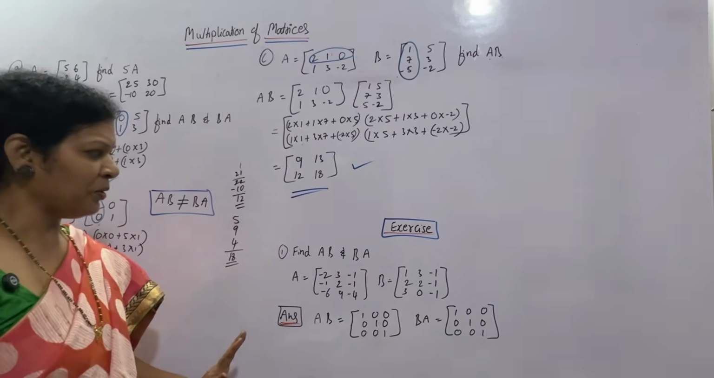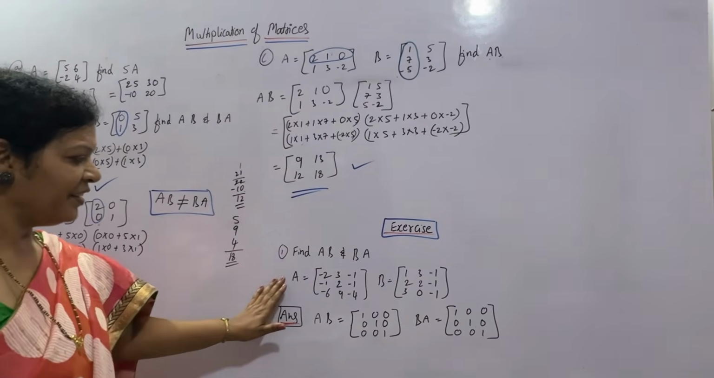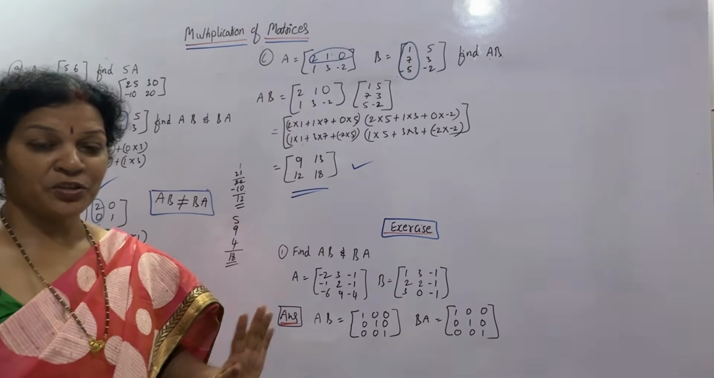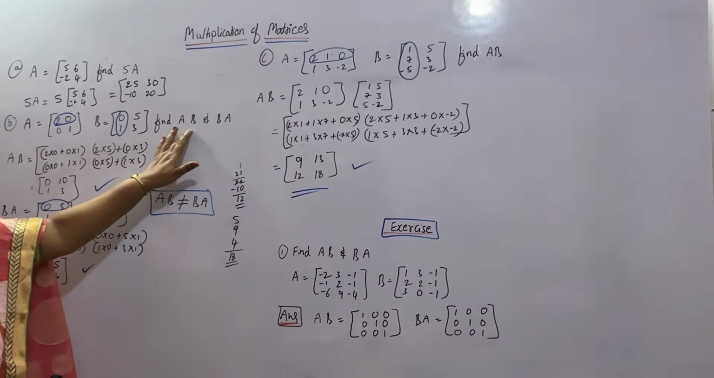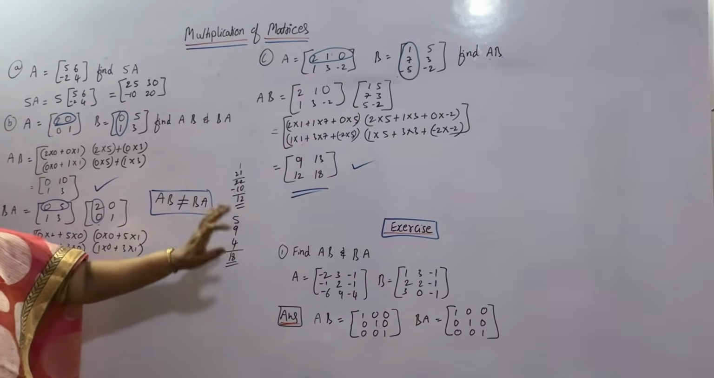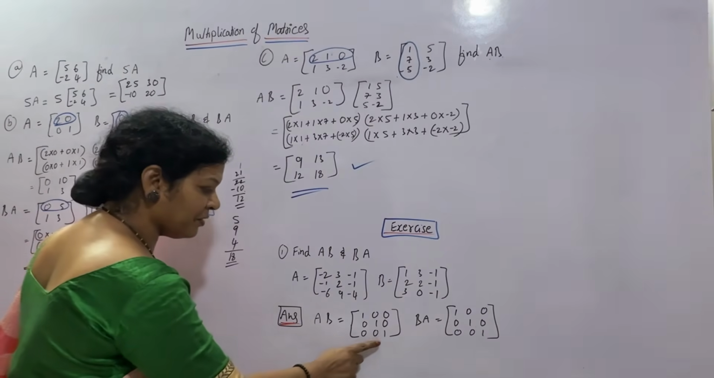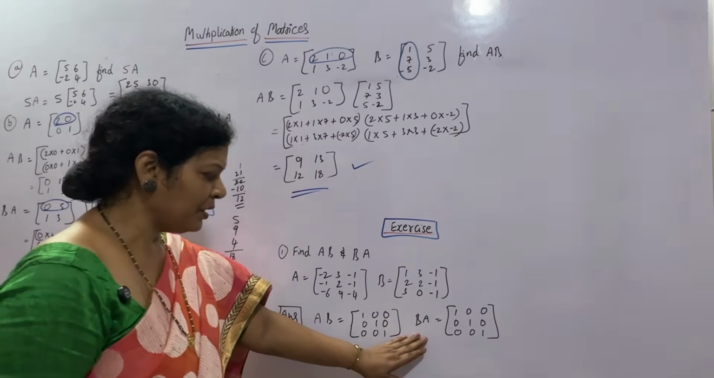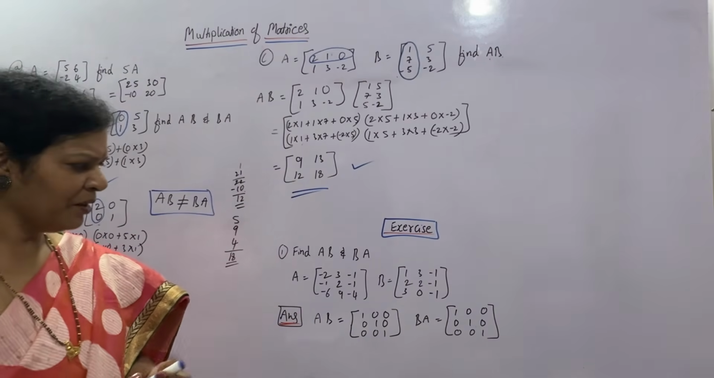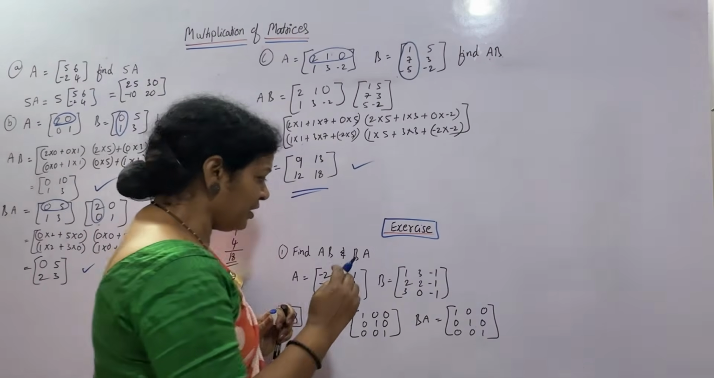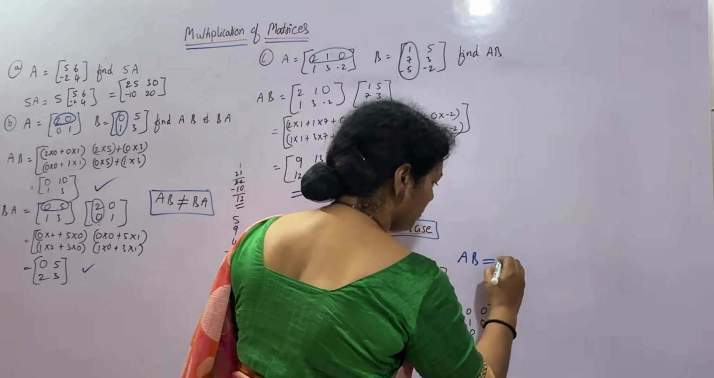Only one problem is given to you as a homework exercise. Find AB and BA. A elements are given, B elements are given. First you have to find out AB, same like here. Then BA. First you write B and then A. Answers are like this. AB answer is this, whereas BA elements are the same, both are the same. It means in this case, AB is equal to BA.